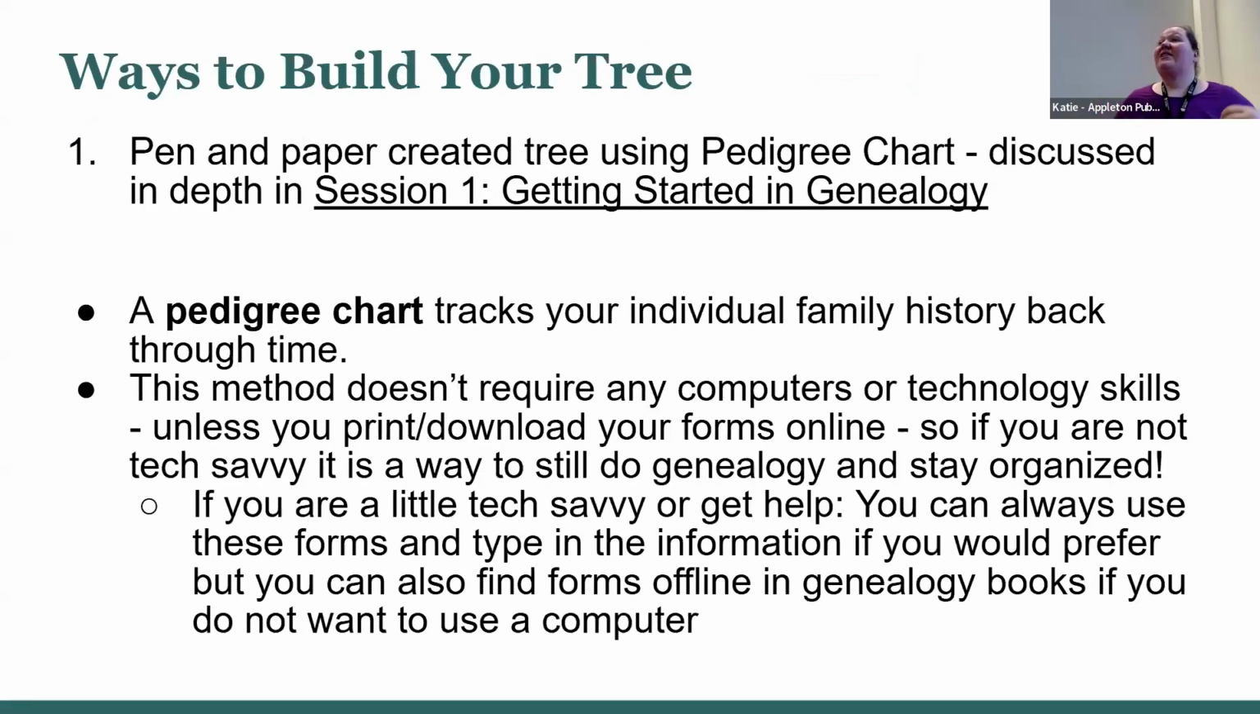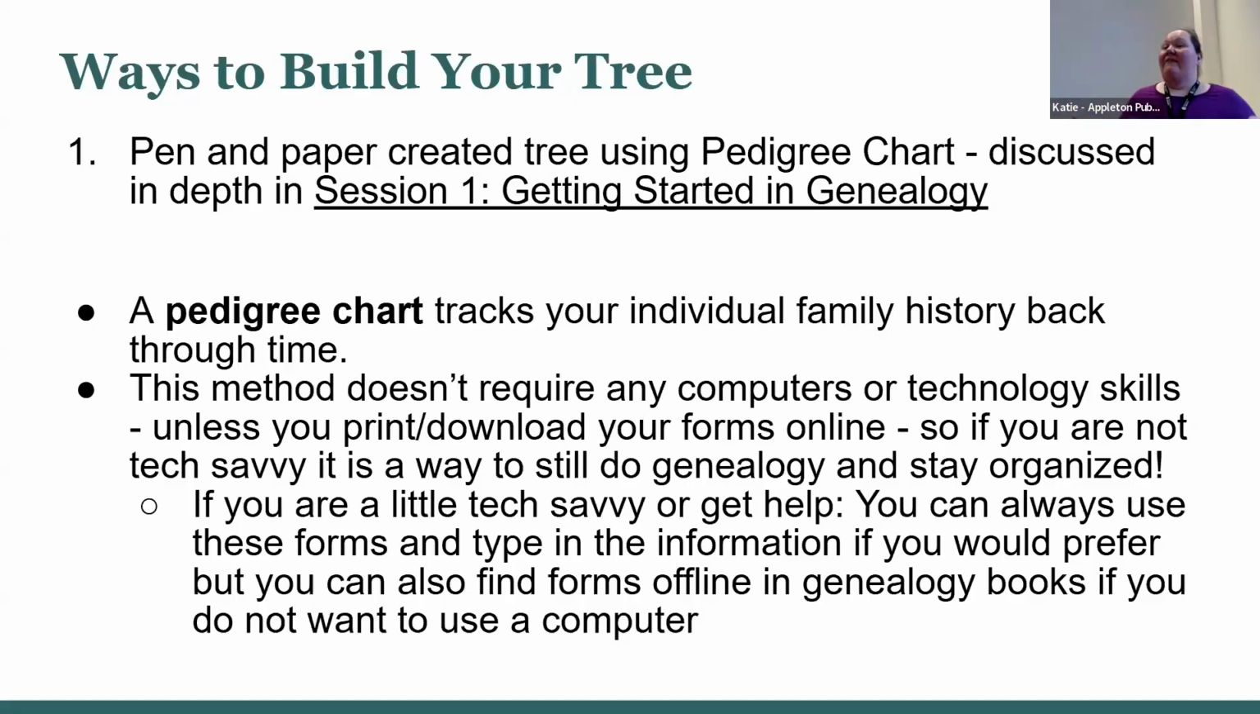So now we're going to quickly talk about the different ways that you can build your tree. Of course, like I mentioned, that pen and paper is something we talked about in depth in our first session on getting started in genealogy. So we talked about pedigree charts, which will track your individual family history back through time. The great thing about pen and paper, of course, is it doesn't require any computer or any technology skills, unless you decide, hey, I'm going to print my forms online or download those forms online. So if you're somebody who's not very tech savvy and you still want to do genealogy, this is a great way for you to still research your genealogy and keep it organized on this pedigree chart.